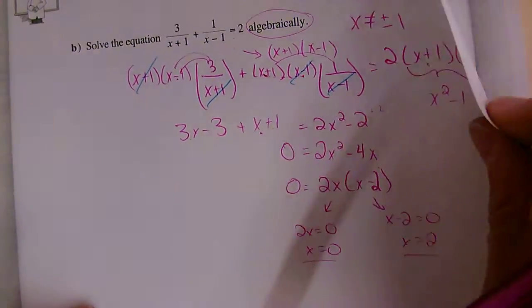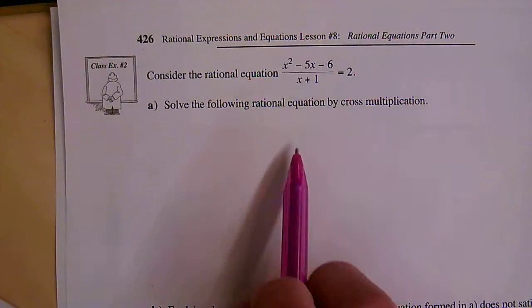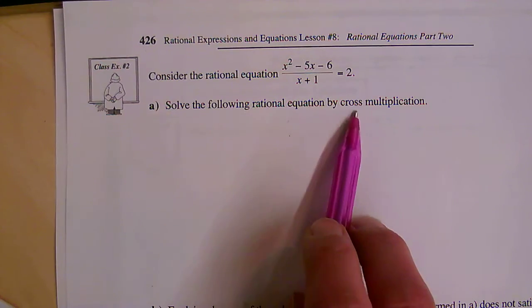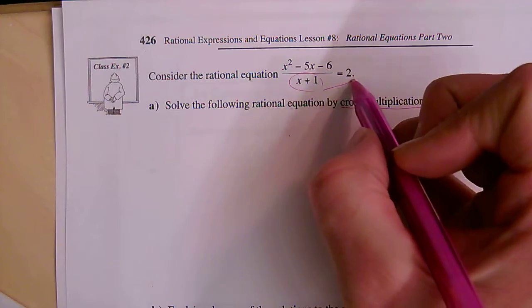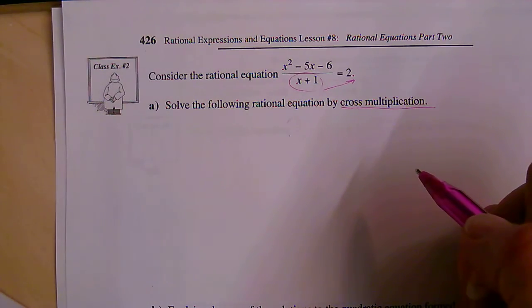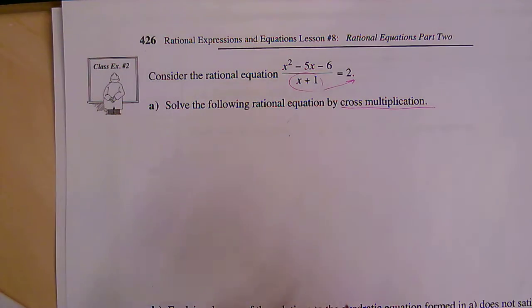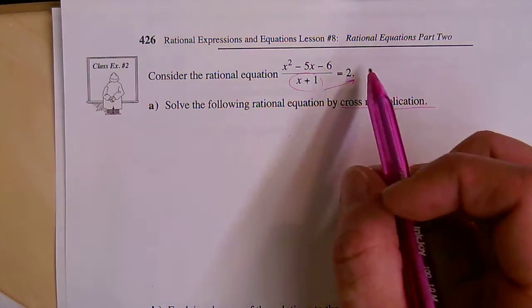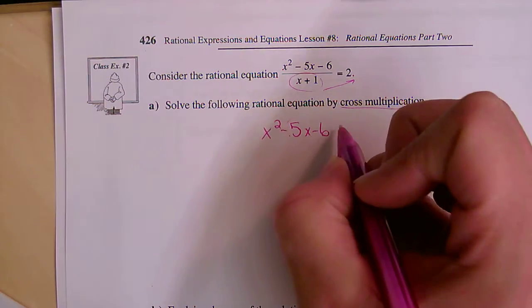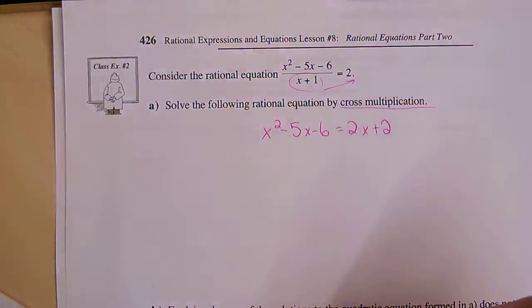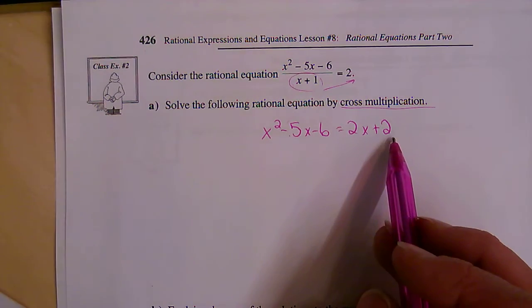So let's look at the next couple of examples. Consider this one here. Solve the following rational equation by cross multiplication. That's easy. This guy is going to get sent up there. Essentially I'm multiplying both sides by x plus 1, which fortifies that whole idea that what I do to one side I have to do to the other side. And then I distributed, right? That 2 times x plus 1 is 2x plus 2.